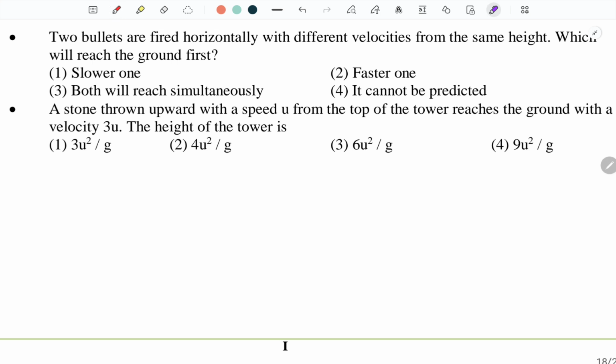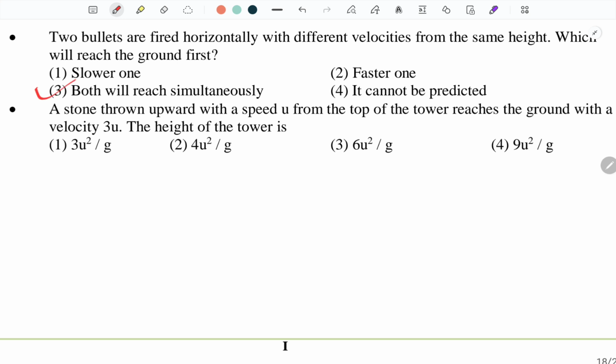Alright, let us solve the next question. Two bullets are fired horizontally with different velocities from the same height. The same tower, both bullets were fired from it. Which will reach the ground first? This one is simple. Obviously, both will reach simultaneously is the answer.